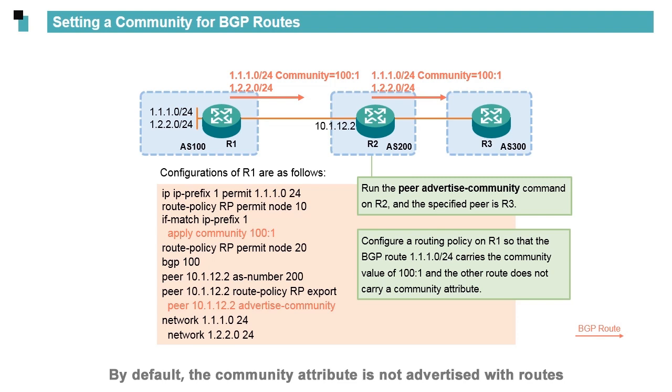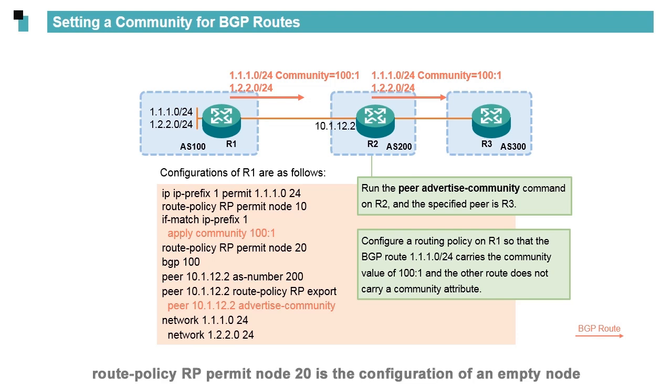By default, the community attribute is not advertised with the routes. To allow the community attribute to be advertised to a peer, run the peer advertise-community command. The command must be run on R1 and R2, and the specific peers are R2 and R3, respectively. In addition, an empty node must be configured. Otherwise, the route 1.2.2.0/24 is not transmitted to R2.